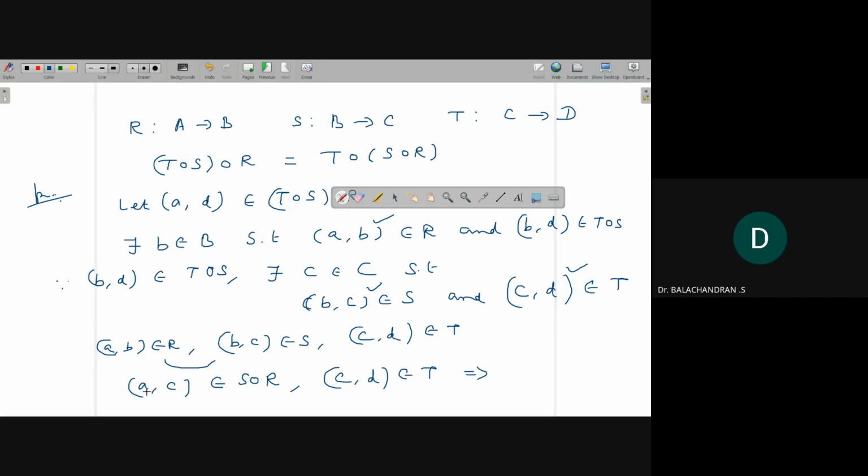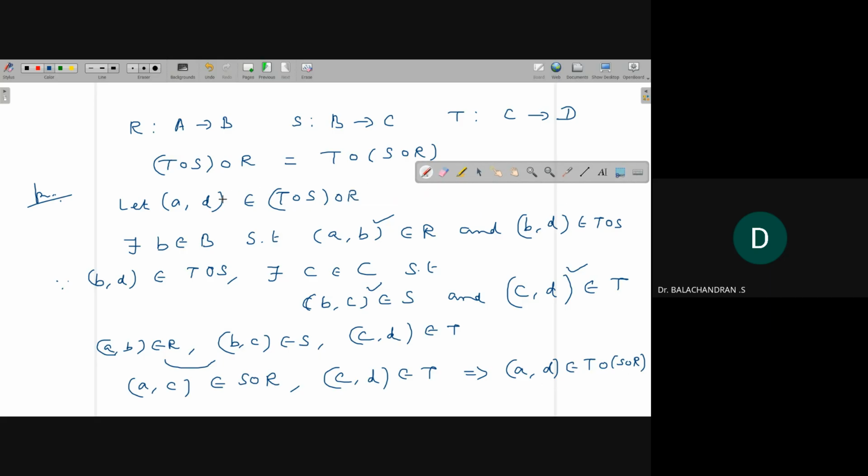Now this implies, first (A, C), (C, D) means (A, D) is an element of, first you should apply what? Second you are applying T. So second means T is coming here. First you are applying what? S∘R. So I took an arbitrary element here. Okay, let's see here. (A, D) belongs to T∘(S∘R). The same element (A, D) belongs to T∘(S∘R).